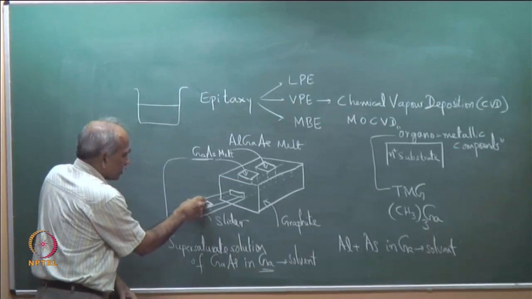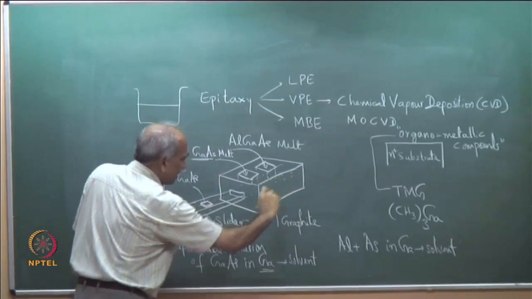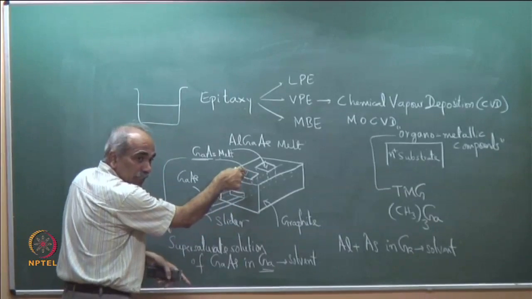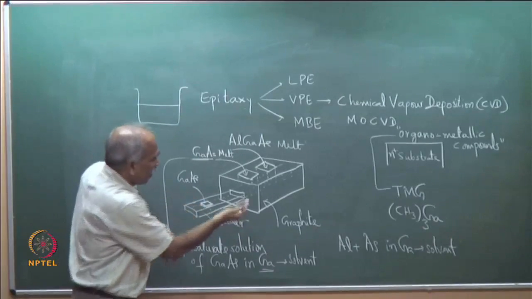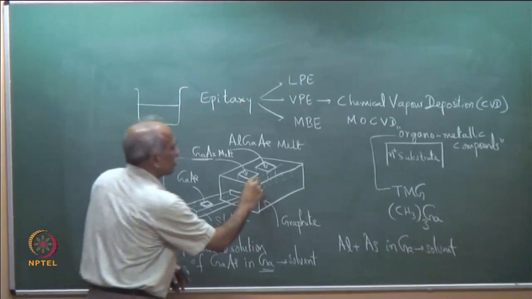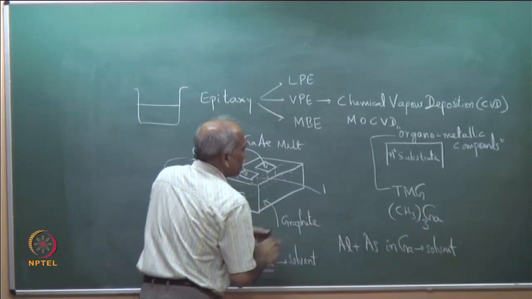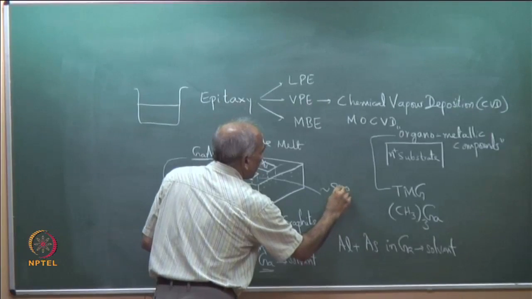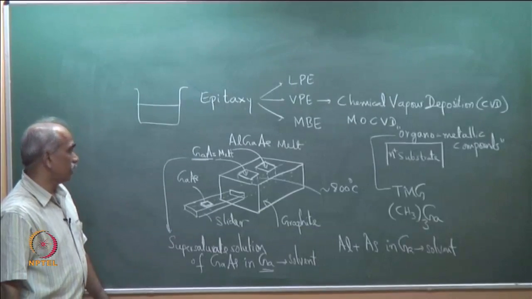It is the same process which is used in this, that you have a supersaturated melt, and this is the gallium arsenide substrate. You slide it so that when it comes exactly under this pill box here, it just sets there. It just holds on to that, and then all of these are at some temperature, generally around 800 degrees centigrade.